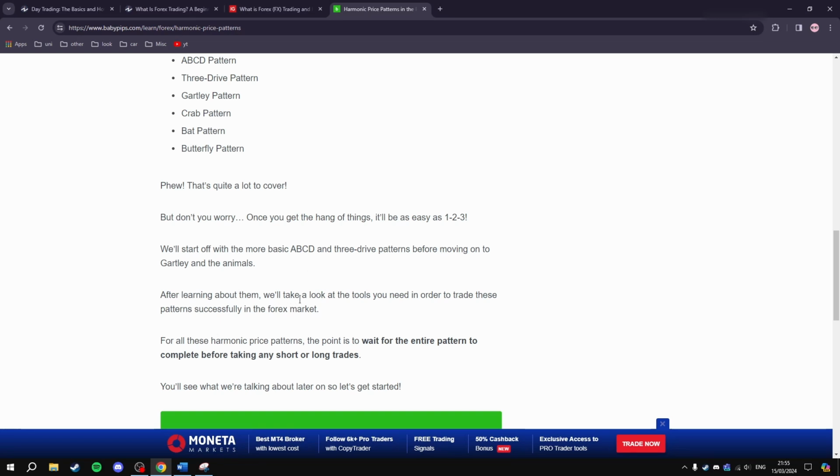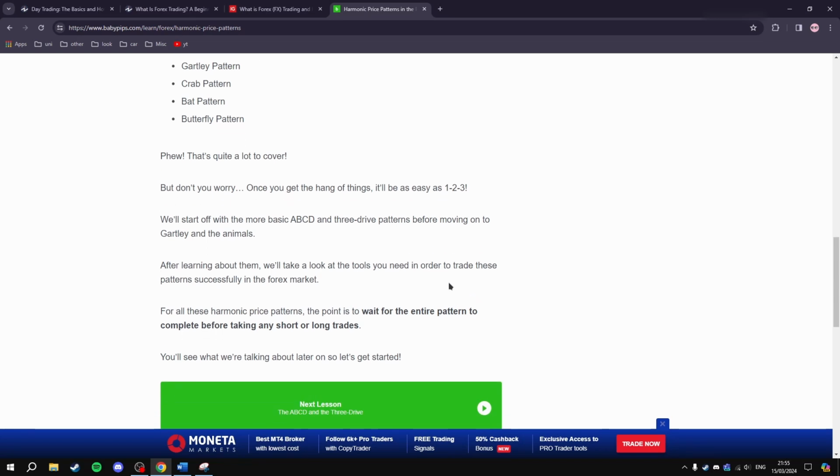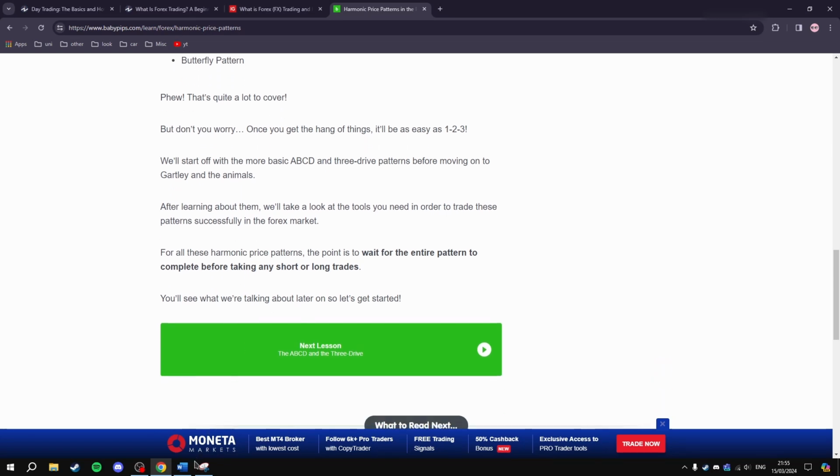After learning about them, we'll take a look at the tools you'll need in order to trade these patterns successfully in the Forex market. For all these harmonic price patterns, the point is to wait for the entire pattern to complete before taking any short or long trades.